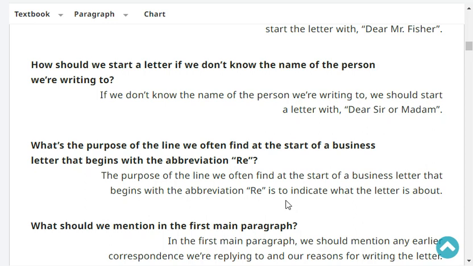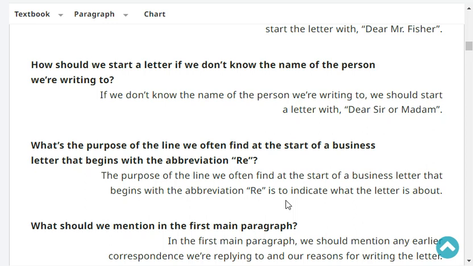Very good. How should we start a letter if we don't know the name of the person we're writing to? If we don't know the name of the person we are writing to, we should start a letter with Dear Sir or Madam. Very good.